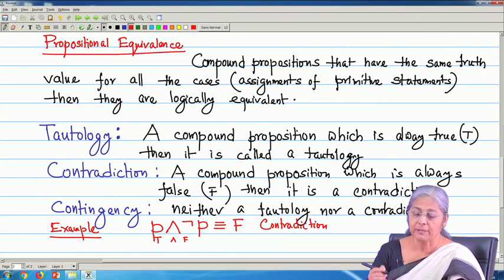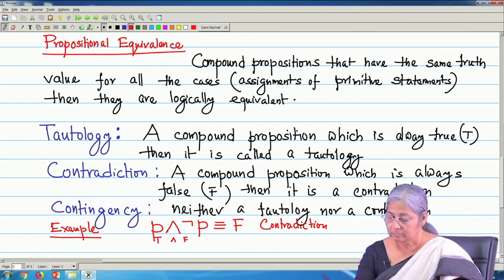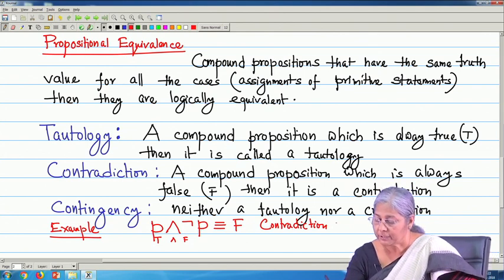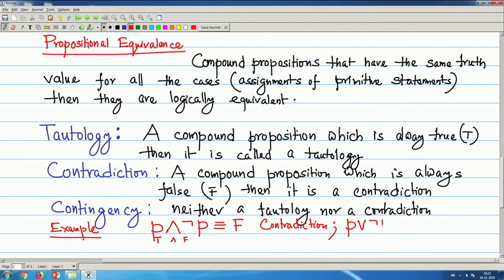Similarly, if I consider the OR, now if I take P or negation P, then it is always true, because if P is true, negation P is false. So, if one is true, then it is always true. So, it is equivalent to true. So, this is a tautology.